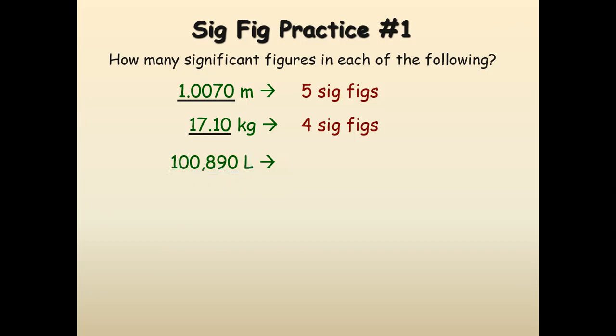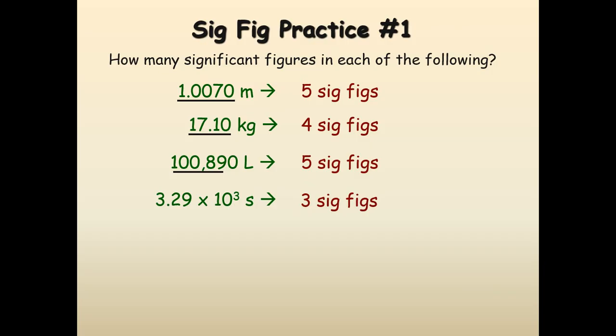100,890, that has how many sig figs? That has 5. That last zero is not significant. It's a trailing zero, but there's no decimal in this number. What about 3.29 times 10 to the third seconds? Well, that's easy. 3.29, there are no zeros there. That's going to be 3 sig figs.